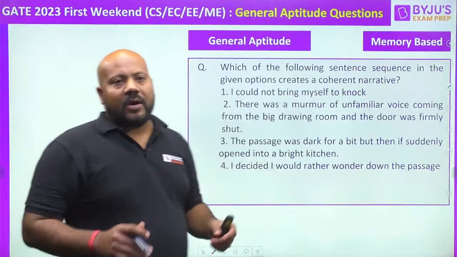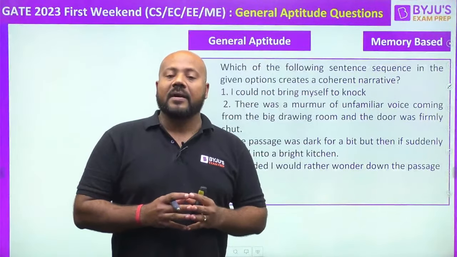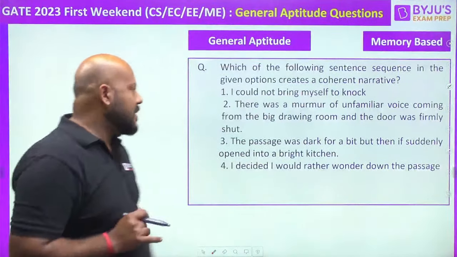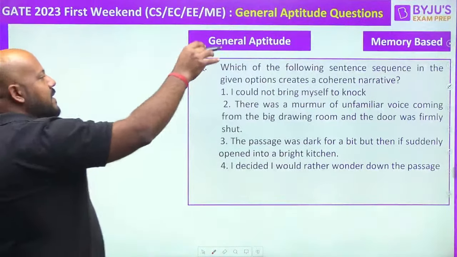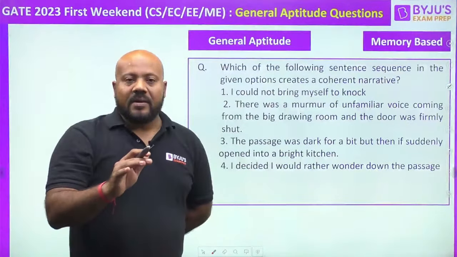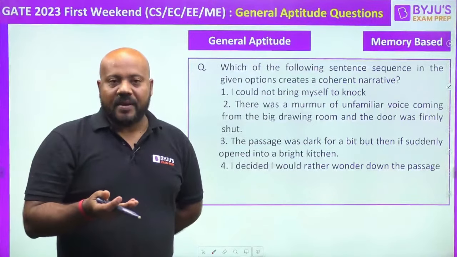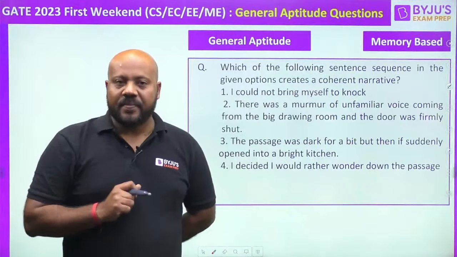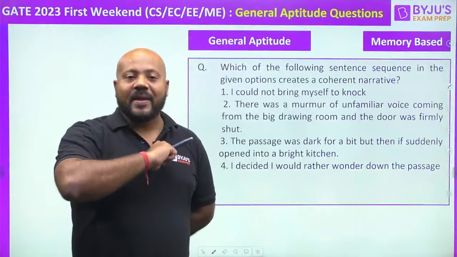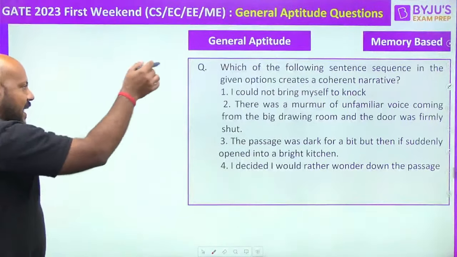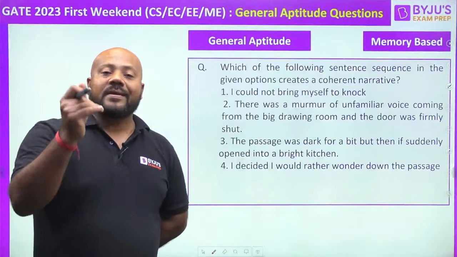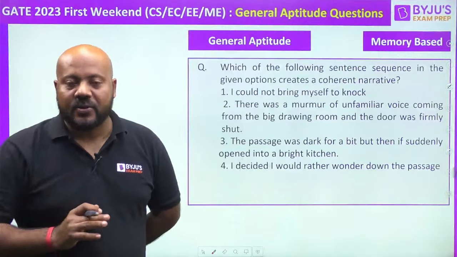Now in this question, four statements were given and you have to find the correct sequencing of the statements. Which of the following sentence sequences in the given options creates a coherent narrative? Narrative means a story, and a story should have a logic. Yes or no? Like a Pathan movie, the story should have a logic. So, let us start reading the statements one by one and I will tell you how you can find the logical coherence in the story.